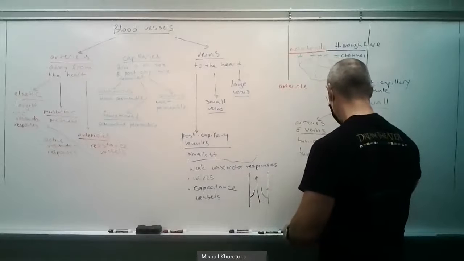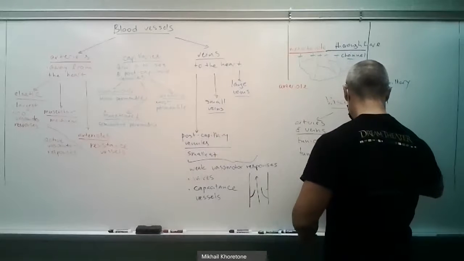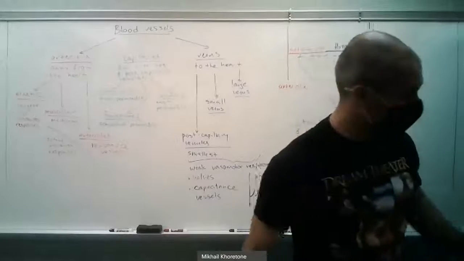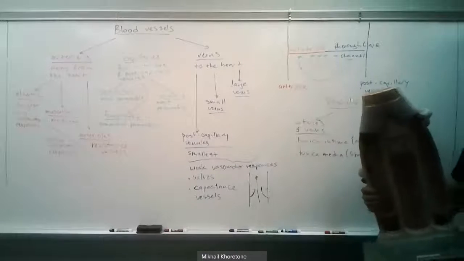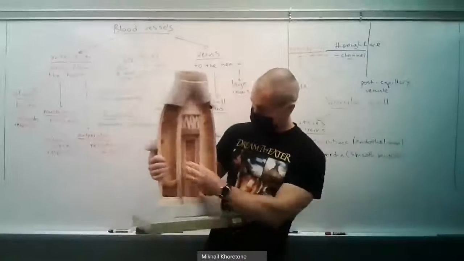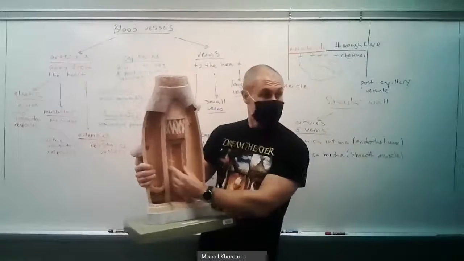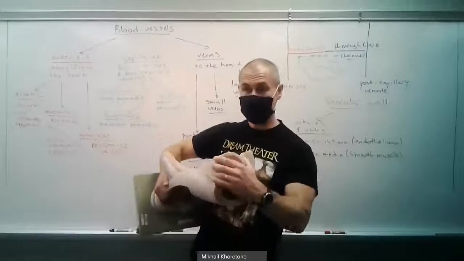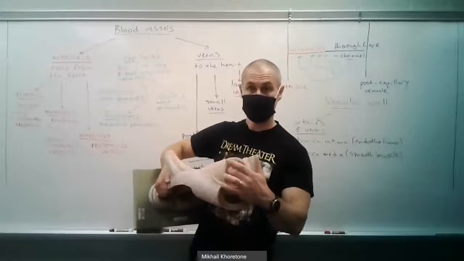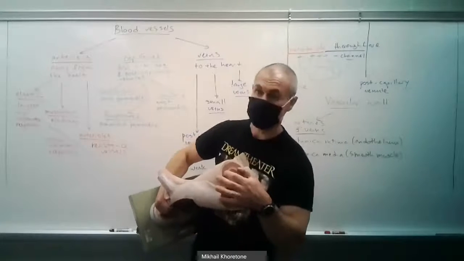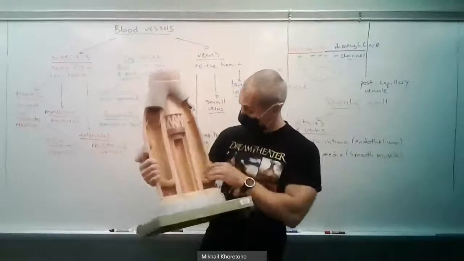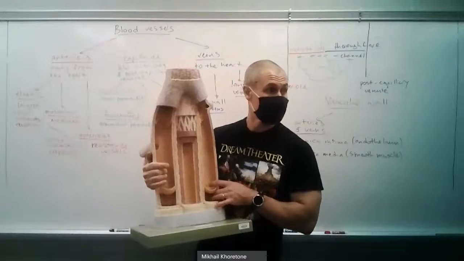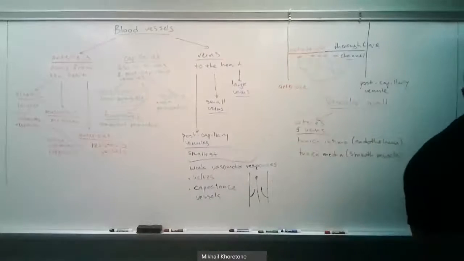Tunica media. Smooth muscle. Now compare the vein and the artery. Look at this. That's the artery. See how thick the muscle layer is? You see how well it keeps the shape? Okay, that's your tunica media here. In veins, not so much. A little bit of muscle, not a lot. Got it? And finally, tunica externa.